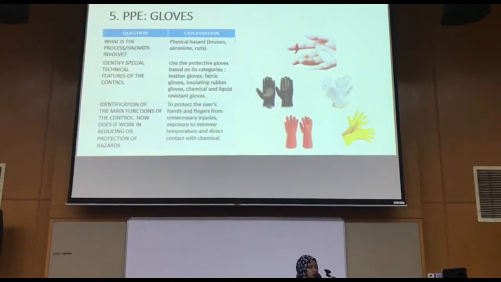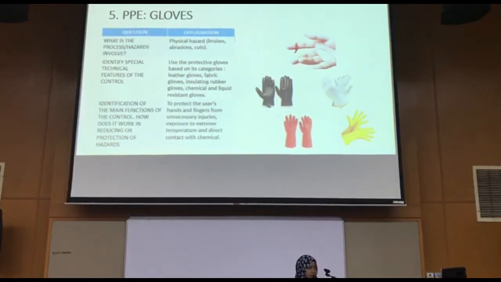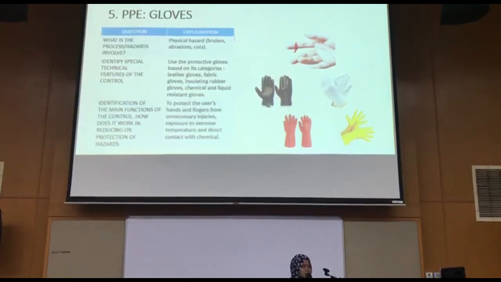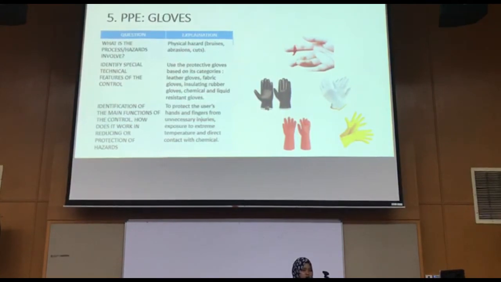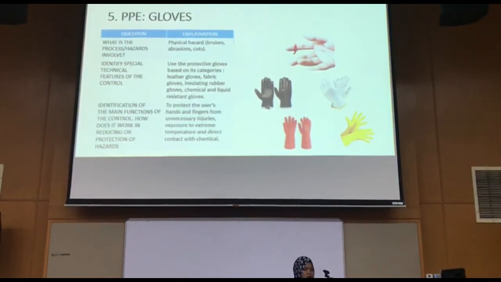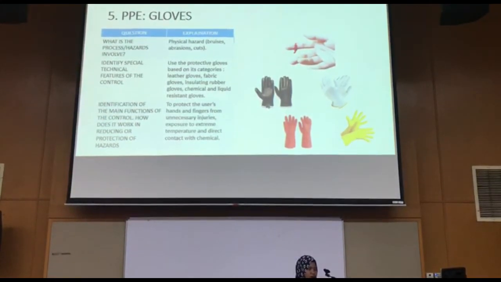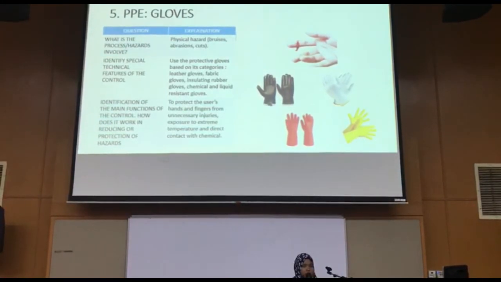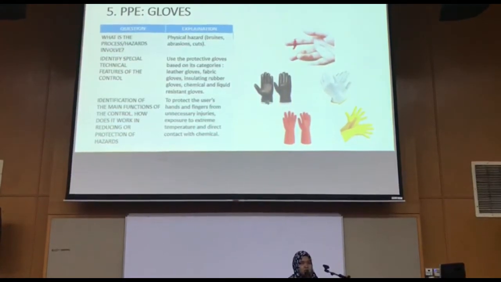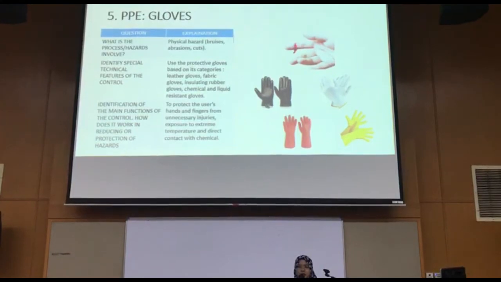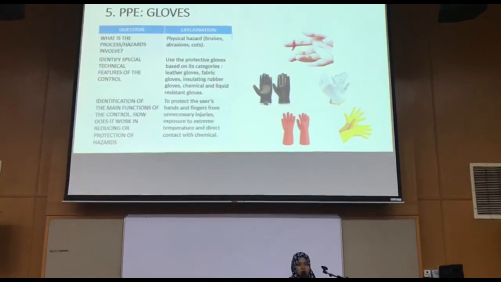Okay, here I list out four types of gloves: leather gloves, fabric gloves, insulating rubber gloves, and chemical and liquid resistant gloves. The first one is leather, which is usually used to protect against cuts, burns, and also punctures. The second one is fabric gloves. They are made of cotton or other fabric and can protect against dirt and abrasions. Usually you can see people doing sewing or handling planks using the white fabric gloves.